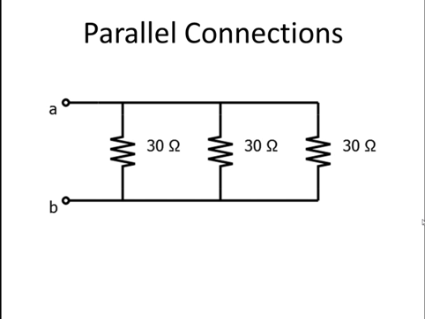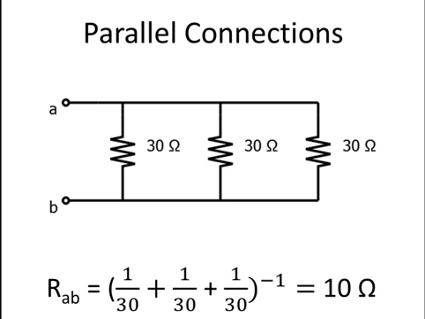For parallel combinations, all of your components must be connected between the same two nodes. For instance, all three of these 30 ohm resistors are connected to nodes A and B, and we can calculate the equivalent resistance by taking the inverse of the sum of the inverses, or 1 over 30 plus 1 over 30 plus 1 over 30, to the negative 1, which gives us 10 ohms.